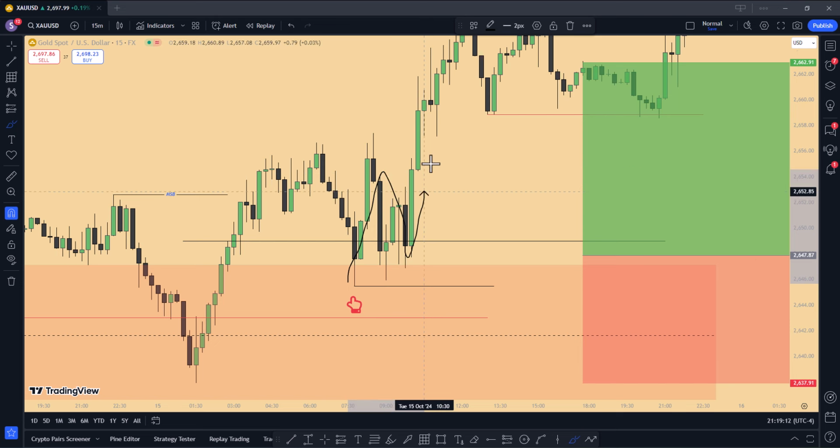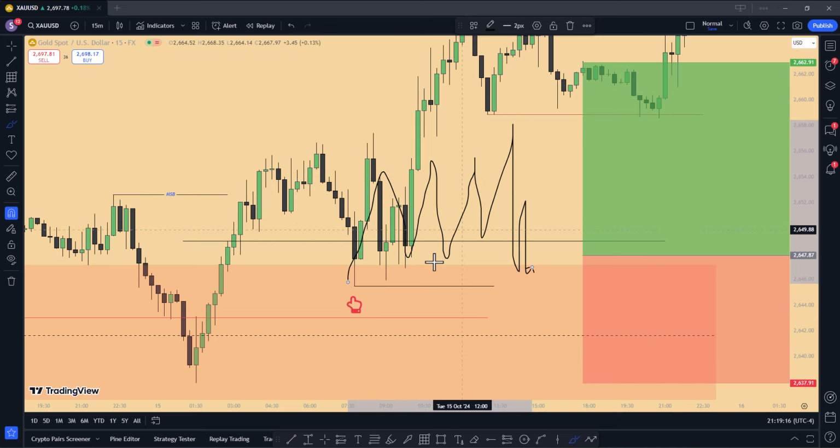Because you're going to see a lot of internal structure on the 15 minute, and you might want to reduce your stop loss very early. You want to mitigate the loss, put it to break even, right? But remember that you took it on the higher time frame. It will take time to reach its target, okay?